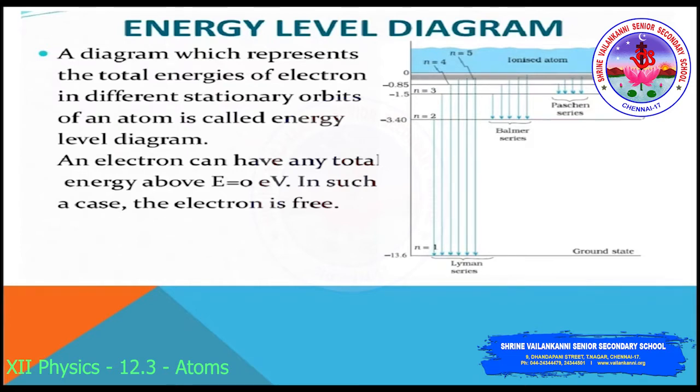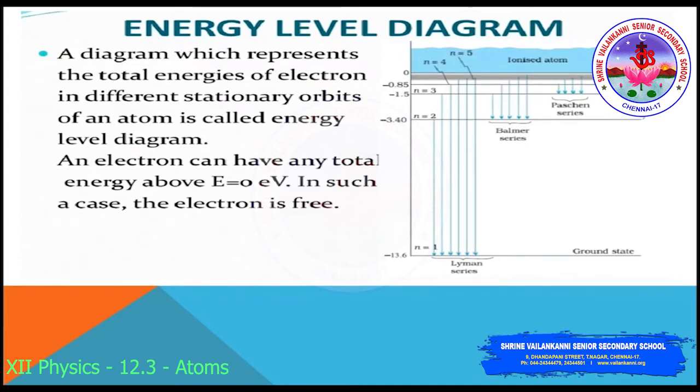That is, n1 is equal to 4 for the Brackett series, and n2 we can take as the next values, that means 5, 6, 7, like that. So how will the formula be modified? 1 by lambda, which is equal to R into 1 by 4 square minus 1 by n square. In that n2 square we can apply any orbit, 5th orbit or 6th orbit, and you will get the value for that series.